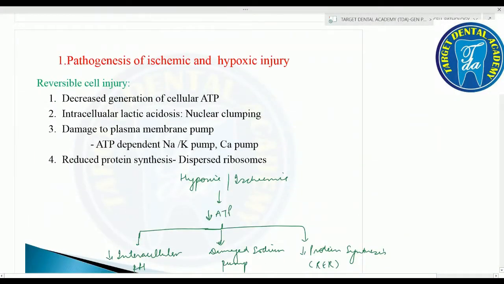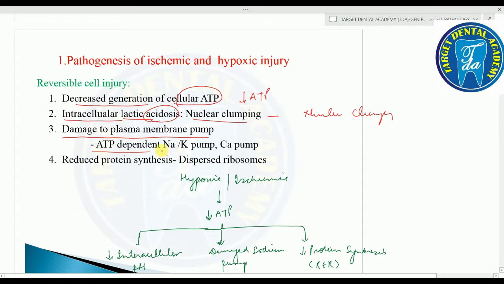So first is the pathogenesis of ischemic and hypoxic injury, the reversible cell injury. In this there is decreased generation of cellular ATP, which leads to intracellular lactic acidosis and finally leads to nuclear clumping. Then there is damage to the plasma membrane pump, which includes the ATP dependent sodium pump and the calcium pump. And finally reduced protein synthesis, which leads to dispersed ribosomes.